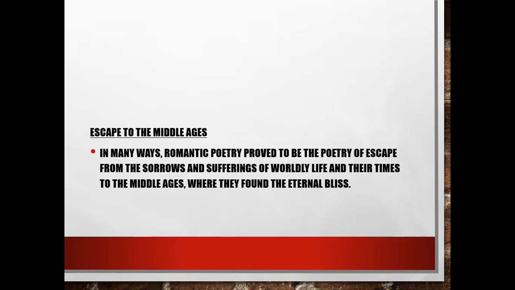Escape to the Middle Ages. In many ways, Romantic poetry proved to be the poetry of escape from the sorrows and sufferings of worldly life and their times to the Middle Ages, where they found eternal bliss.